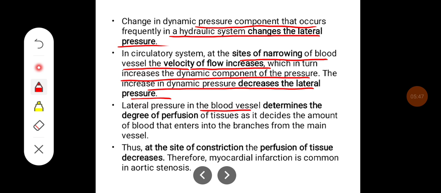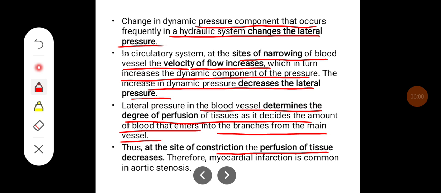Lateral pressure in the blood vessel determines the degree of perfusion of the tissues as it decides the amount of blood that enters into the branches from the main vessel. Thus, at the site of constriction, the perfusion of the tissue decreases. Therefore, myocardial infarction is common in aortic stenosis.